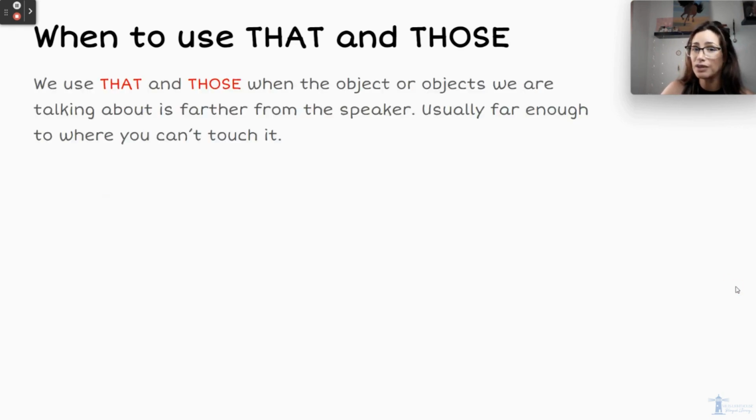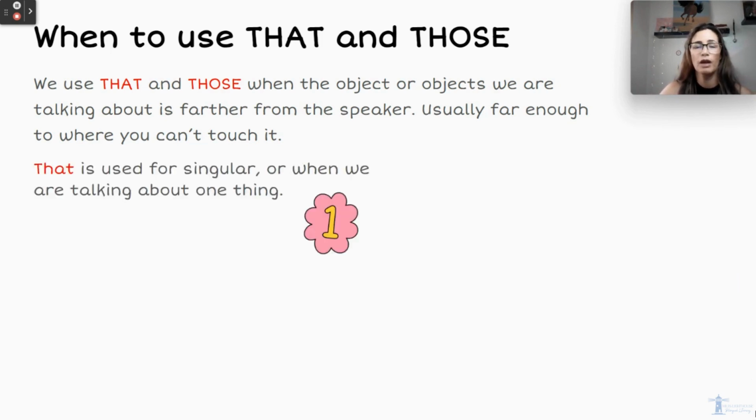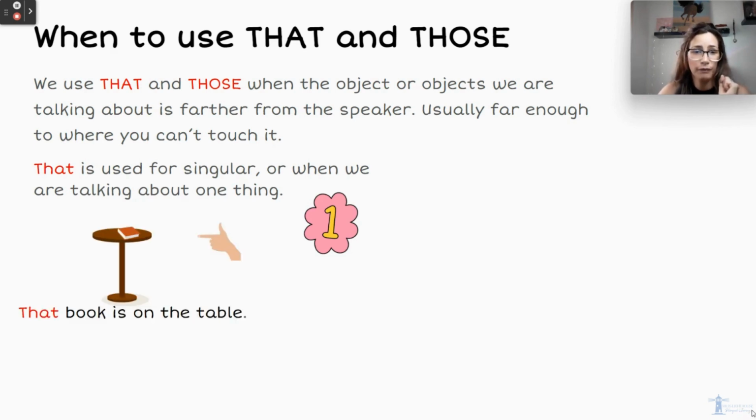Now let's look at when we use that and those. That and those is going to be used when the object or objects, things or thing are not that close. They're a little further. Okay? And usually it's far enough to where you can't touch it. Again, that is going to be used when there's one thing.